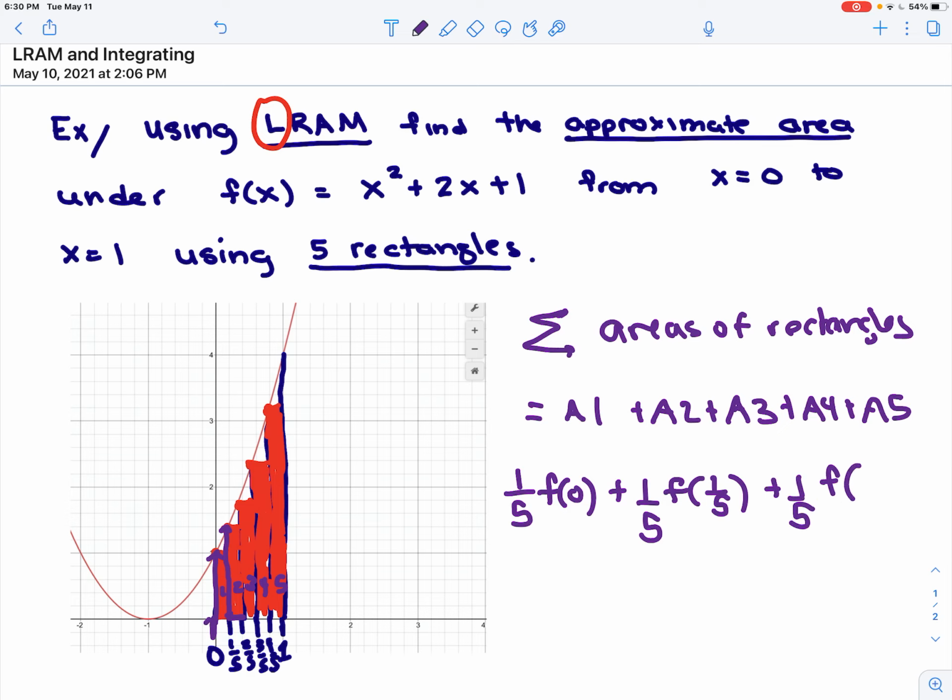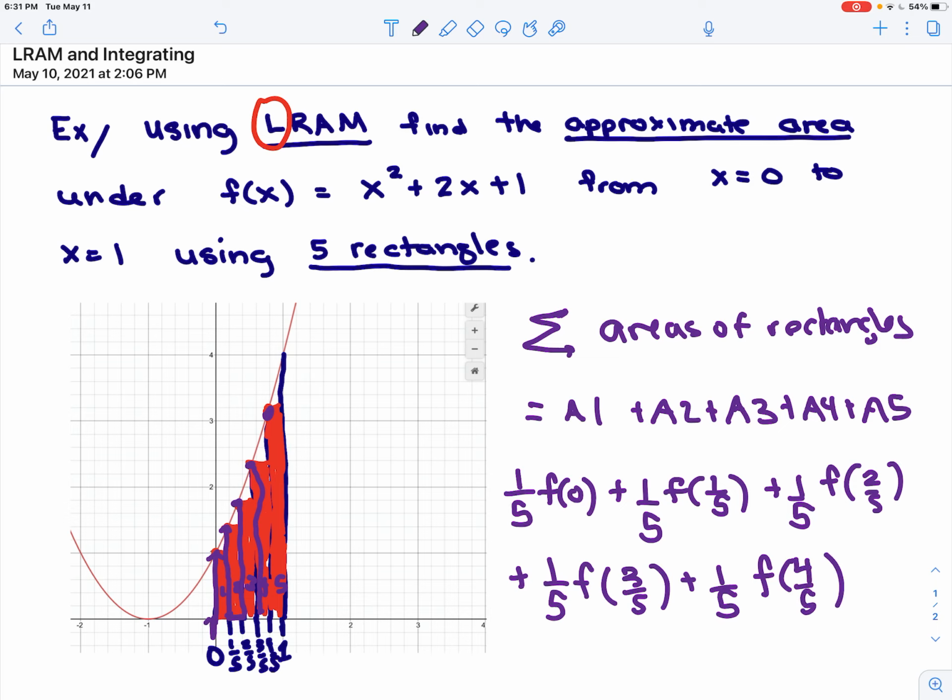Plus 1/5 times f of, now I'm at 2/5, plus 1/5 f of 3/5, right there, and plus 1/5 f of this one, which is 4/5, and I never make it to 1 because I'm using the left of every interval, so I used 0 up to 4/5.